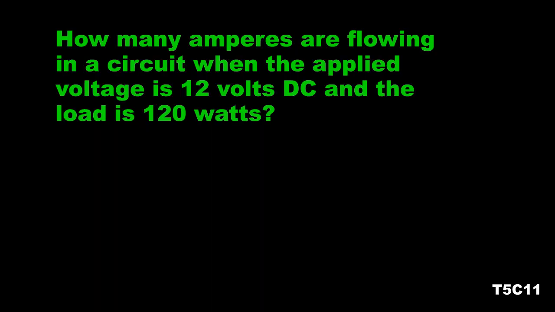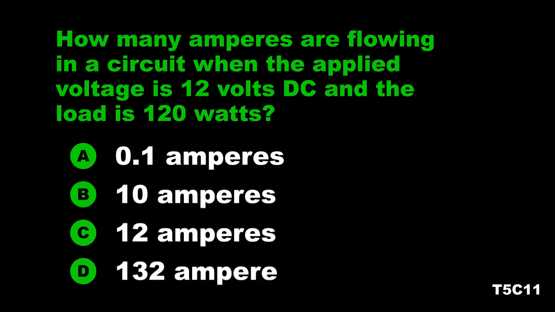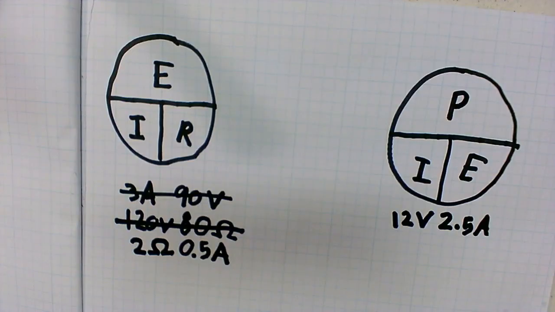How many amperes are flowing in a circuit when the applied voltage is 12 volts DC and the load is 120 watts? A, 0.1 amperes, B, 10 amperes, C, 12 amperes, or D, 132 amperes. Okay, so let's write down what they gave us.